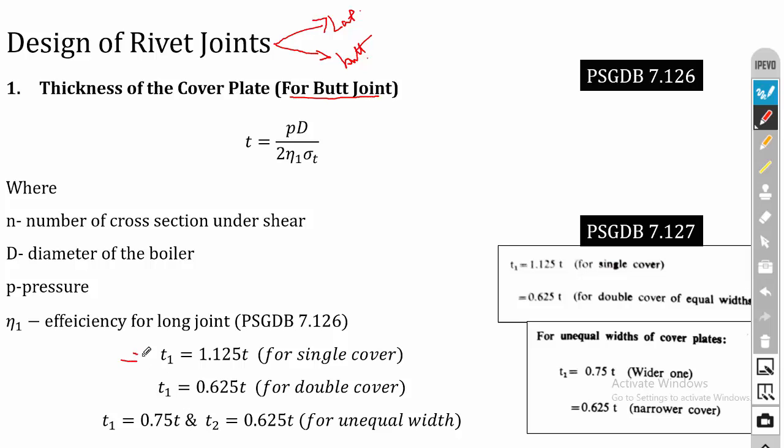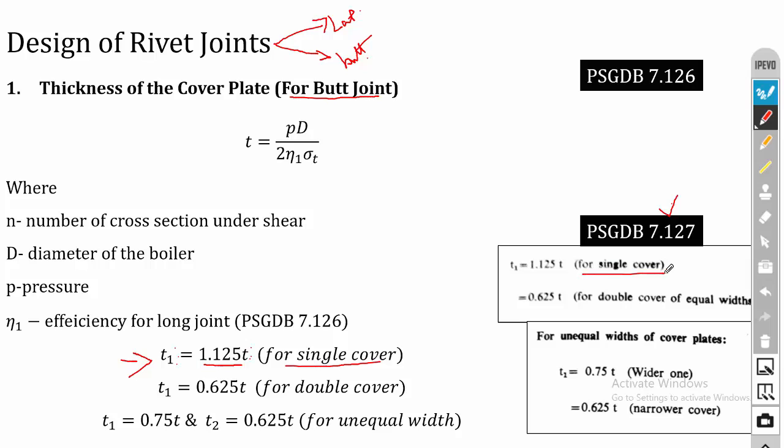So, in case of butt joint, for a single cover, T1, that is thickness of the cover plate, is equal to 1.125 times the thickness of the plate. In most of the problems, the thickness of the plate will be directly given. You can take the value and calculate the thickness of the cover plate from it. These relations are in the data book page number 7.127. All the equations used in design of rivet joints are in data book page number 7.127, so you can refer to that.